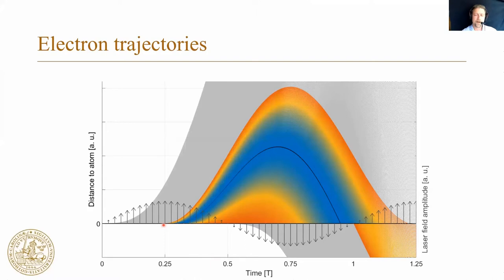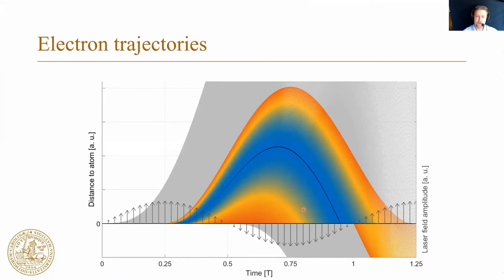Depending on when we ionize, it comes back at different times. We have the short trajectory where the electron excursion time is very short. We come up to the cutoff region where we get the maximum energy. And then we have the long trajectory where the electron spends a lot of time in the continuum before it comes back, and it can accumulate a lot of phase. And I come back to this part here.